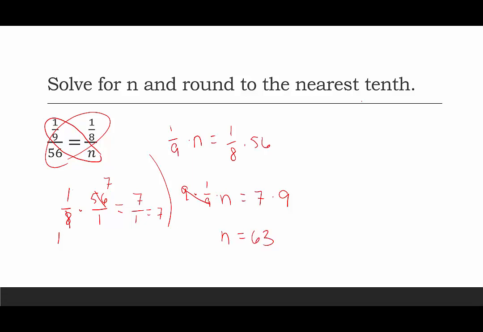Now, the directions do say round to the nearest tenth. So even though this ended before the tenths place, this is where we want to include a tenths place. To include a tenths place, we're going to add a decimal point, and we're just going to put a 0 there to indicate that there were no tenths. Since this is exact, I keep the equal sign as an equal sign, and our final answer is n is equal to 63.0, or 63 and no tenths.